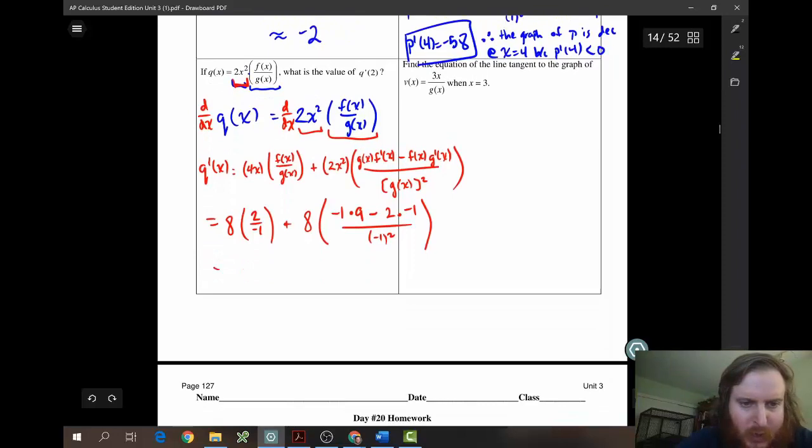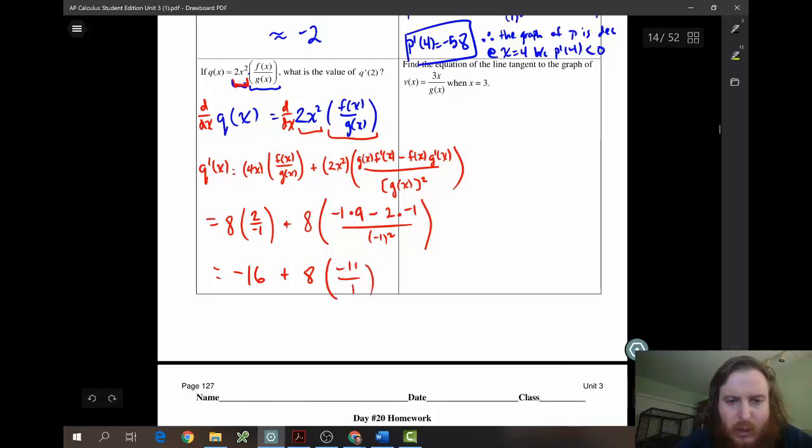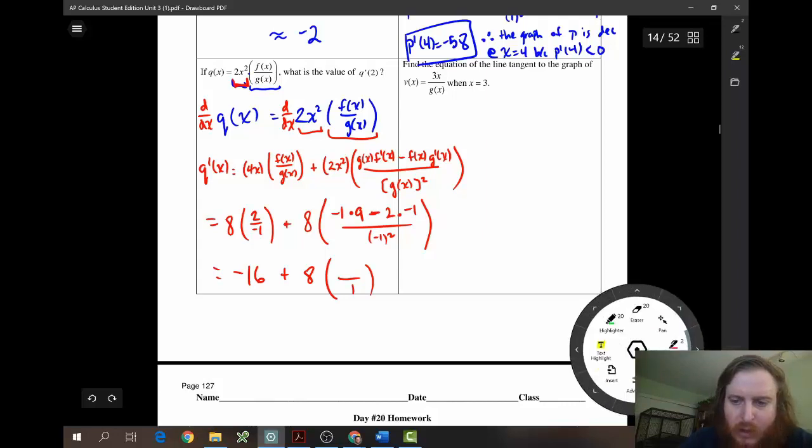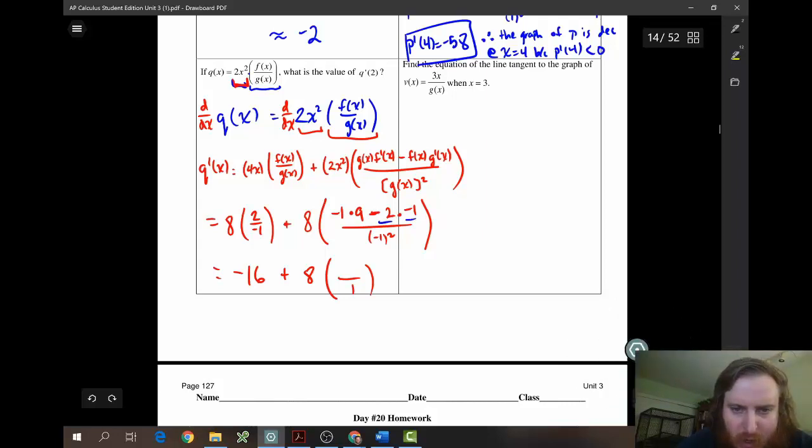And so this gives us 8 times negative 2 is negative 16. Plus 8 times, now that's negative 9 minus 2 is negative 11 over 1. No, I messed that up. Negative 9 plus 2, right? This is minus, we got to be careful about that. Basically, negative 2 times negative 1, that's negative 9 plus 2 is negative 7. So that's negative 16 minus 56, and we get negative 72. So we'd say q prime of 2 equals negative 72.